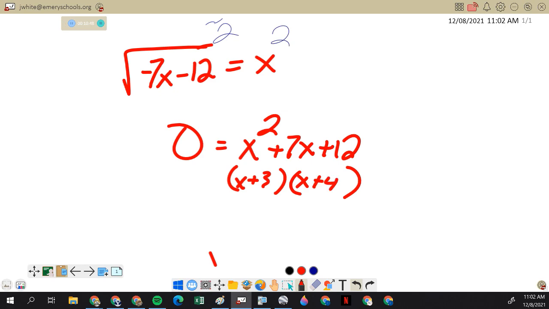Yeah, it's all right. And we get x equals negative 3 and x equals negative 4. What do you think about those numbers? Neither one of them work. So algebraically, we generated two answers, but neither of them will work. So this one has no solution. What if the answers were positive 3 and positive 4? Then they both work.